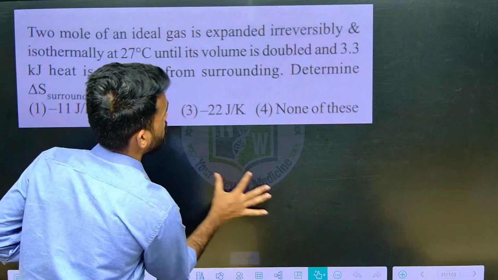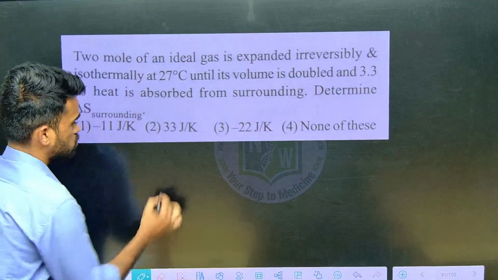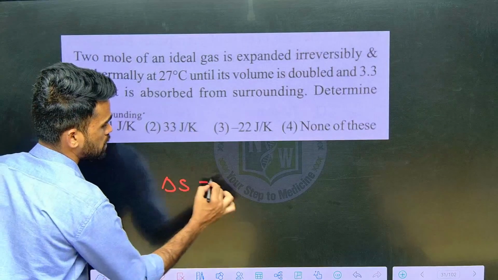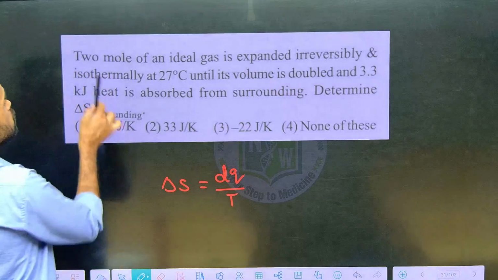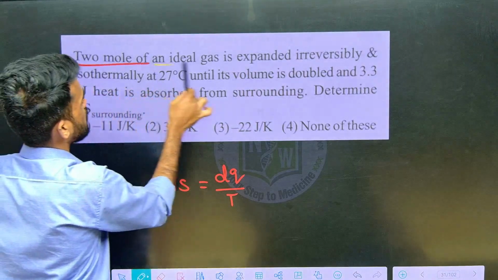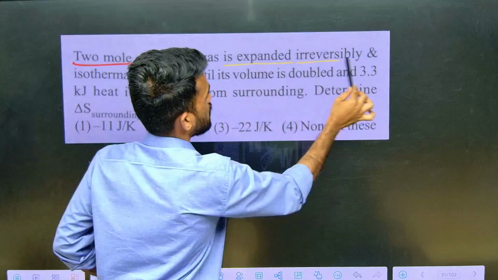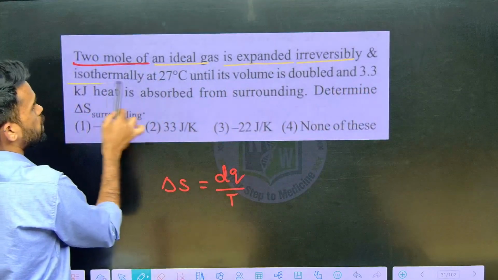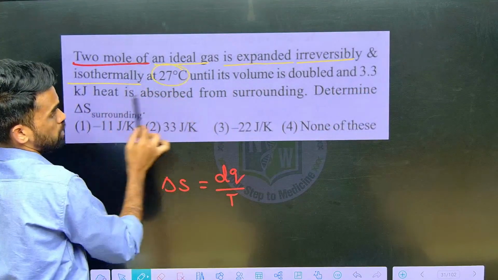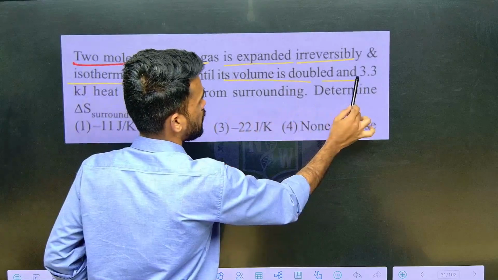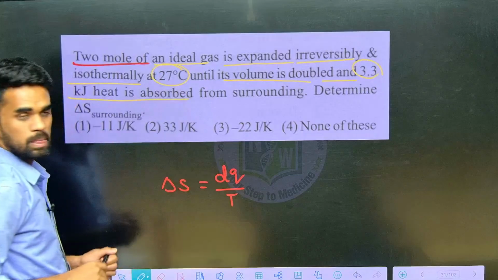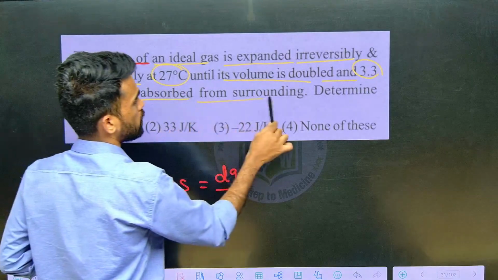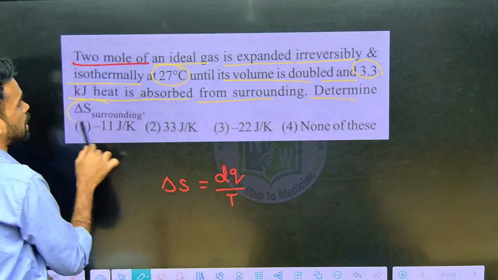See, what is the formula for entropy? I told you, entropy change is equal to change in heat divided by temperature. Now read this. 2 moles of an ideal gas is expanded irreversibly and isothermally, meaning at fixed temperature, until its volume is doubled, and 3.3 kilojoules of heat is absorbed from the surroundings. Determine the delta S of the surroundings.